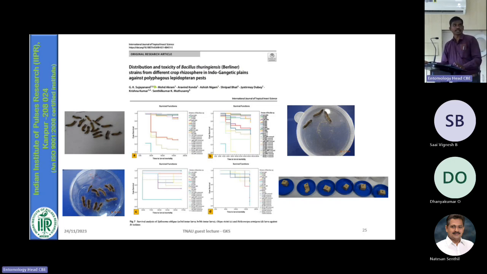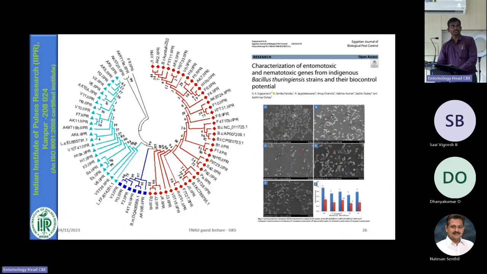One is the Bihar hairy caterpillar, Spilosoma obliqua. This we had tested against 2 different ages, one is 10 days old, another is 20. And another is the Helicoverpa, the gram pod borer, and another is Spodoptera litura. So these 2 strains, F8 and AK2, are very effective against these insect pests.